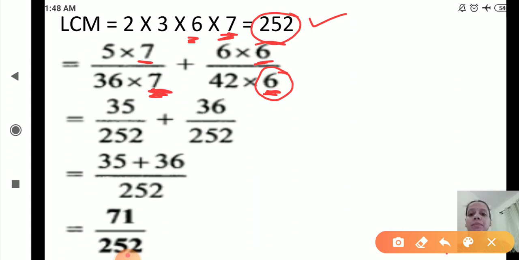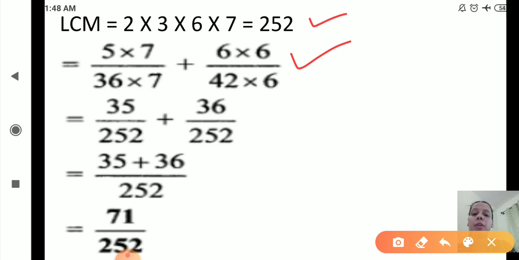Okay, so in this step we have multiplied the first number by 7. So in the numerator and the denominator, both places you will multiply by 7. And this is the question only. 5 upon 36 is the question which is given, and 6 upon 42 is also given in the question. So both the numbers you will multiply by the same numbers. As you can see here, in the first number we have multiplied by 7, and in the second number we have multiplied by 6. Okay, so in the next step we will do the multiplication.